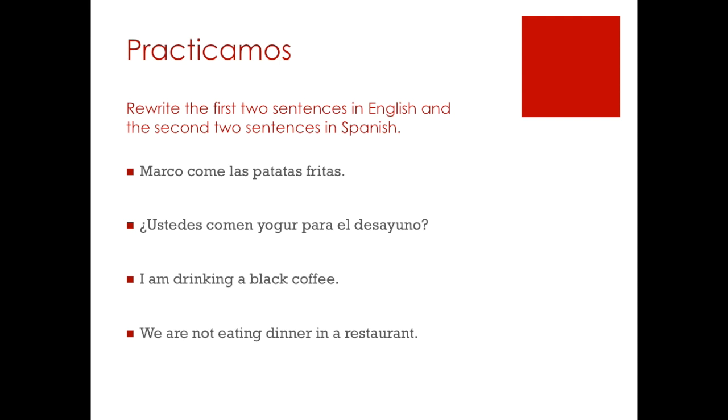So you have about 30 more seconds. But remember, you're rewriting those first two sentences in English and then the second two sentences in Spanish. Now, don't be too hard on yourself. It's been a while since we've done Spanish. You don't have to get these done perfectly. It's okay to make mistakes. We will review these answers in a few seconds.